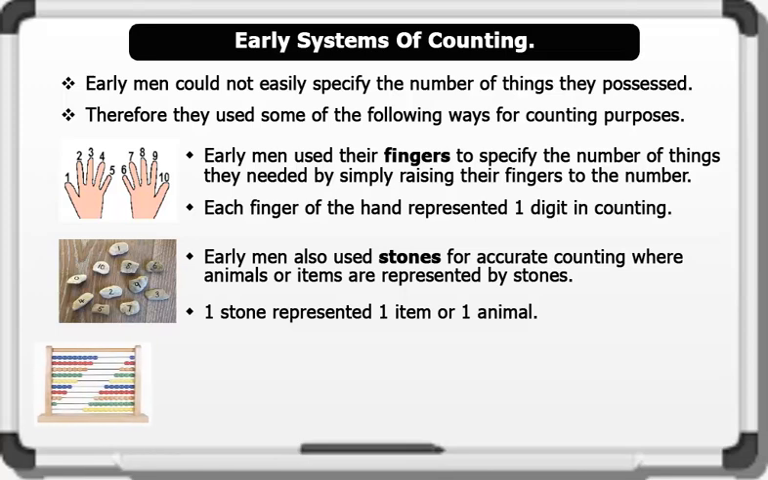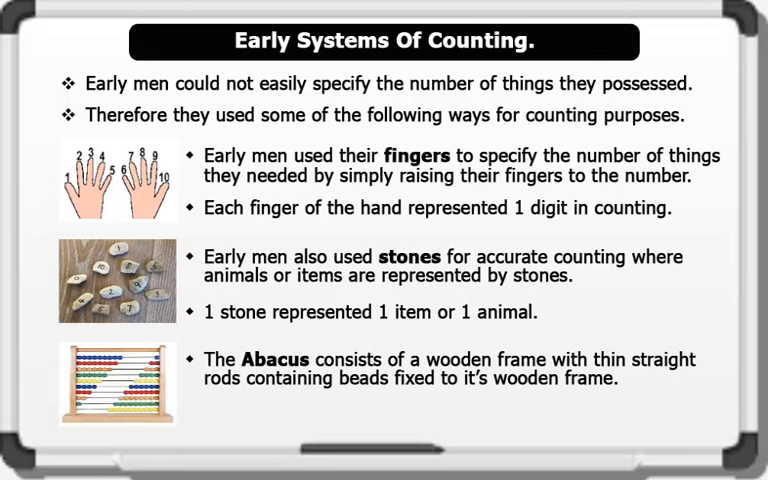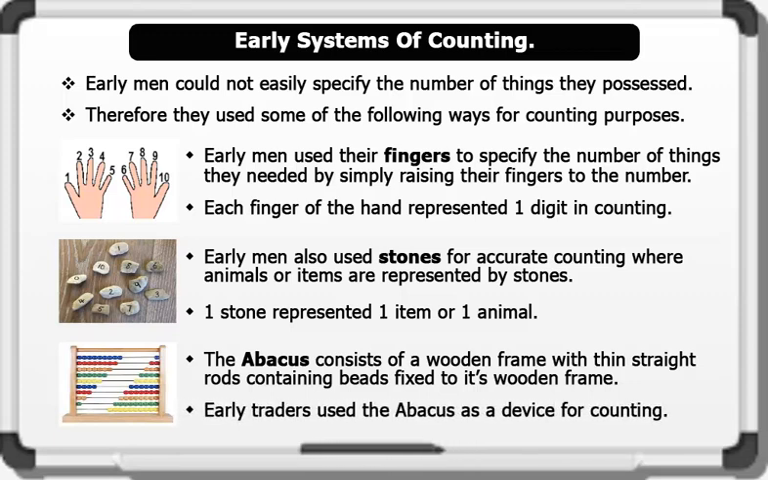3. The use of the abacus device. The abacus consists of a wooden frame with straight rods containing beads fixed to its wooden frame. Early traders used the abacus as a device for counting.